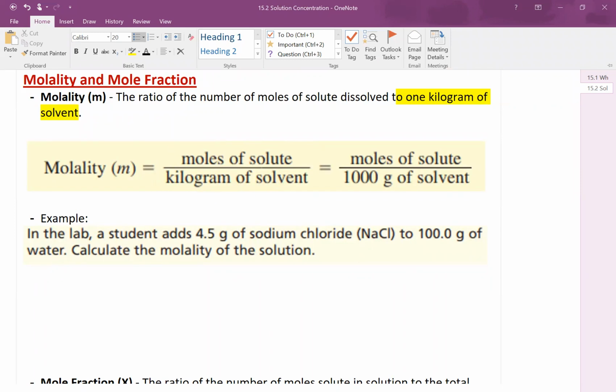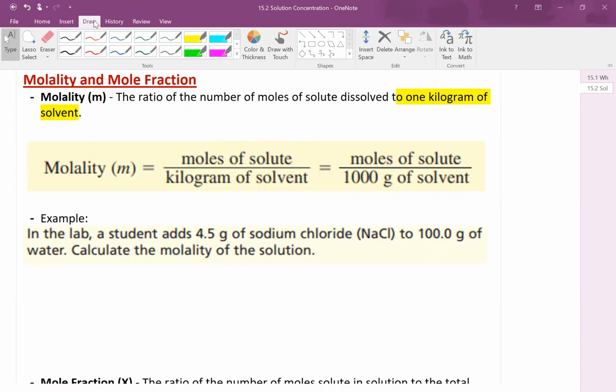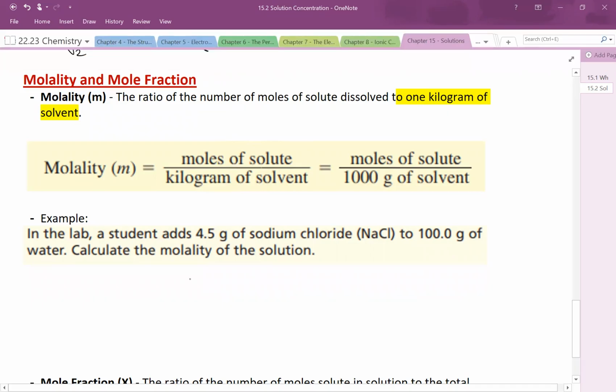our solvent. I do have an example of this, but I don't have enough time to go through and calculate all of this in this video. So instead, I'm going to give you the answer. If you would like, you can go through and see if you can calculate it. The example says, in the lab, a student adds 4.5 grams of sodium chloride to 100 grams of water, calculate the molality. The actual molality is going to be 0.77 moles per kilogram. If you'd like to solve this on your own, you can.